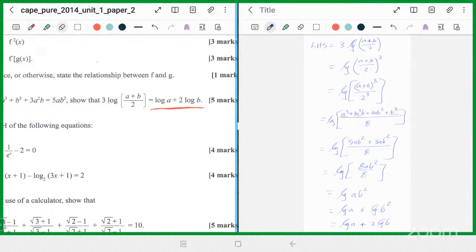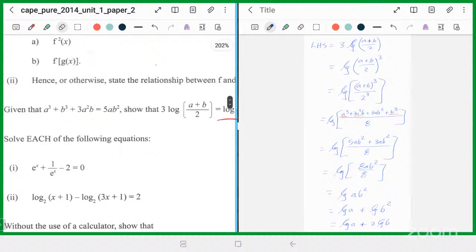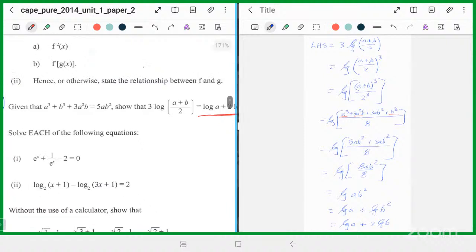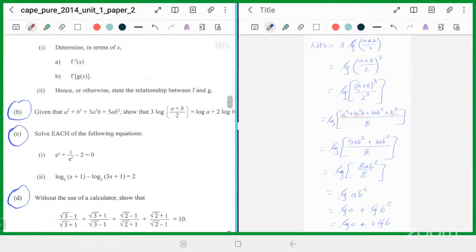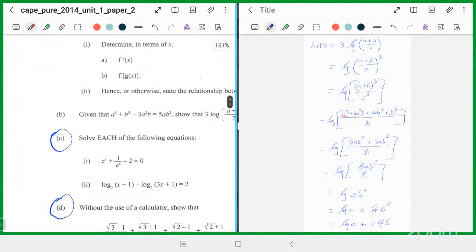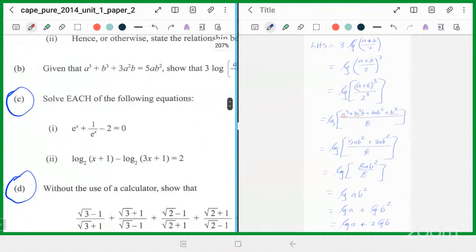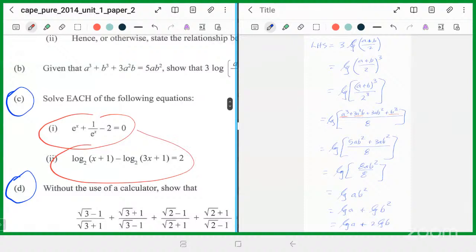So as I was saying, the possibility exists that we could have worked on this, but let's leave that for another day. All right, so that part has been completed. Let's jump now to C, which is to solve these two equations, right? So one is our indices and one is our logs. This one is really a quadratic equation.